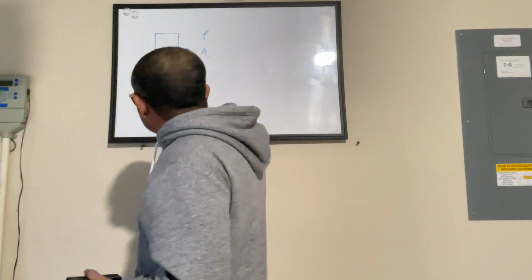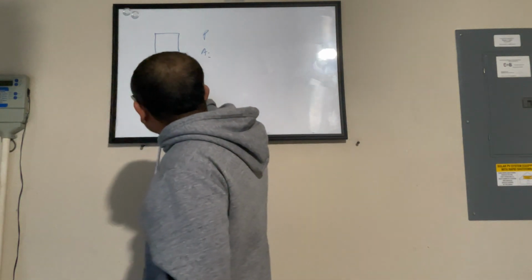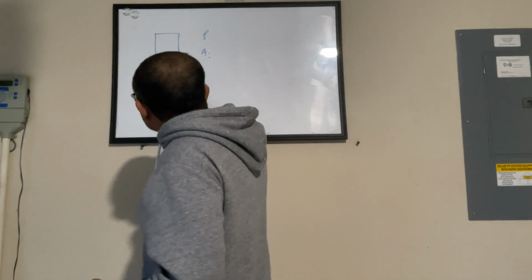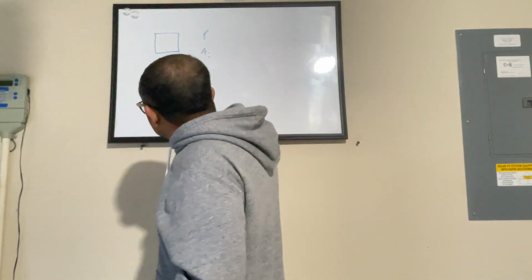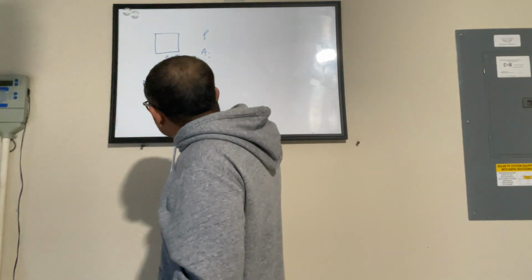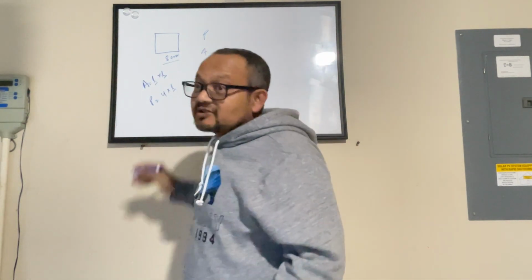Only centimeter. Because look at the formula carefully. Area for square is length times length. So one length is in centimeter, other length is in centimeter. So centimeter times centimeter makes it centimeter square. When you look at the perimeter, it is 4 times length. So there is only 1 centimeter. It will never be centimeter square.